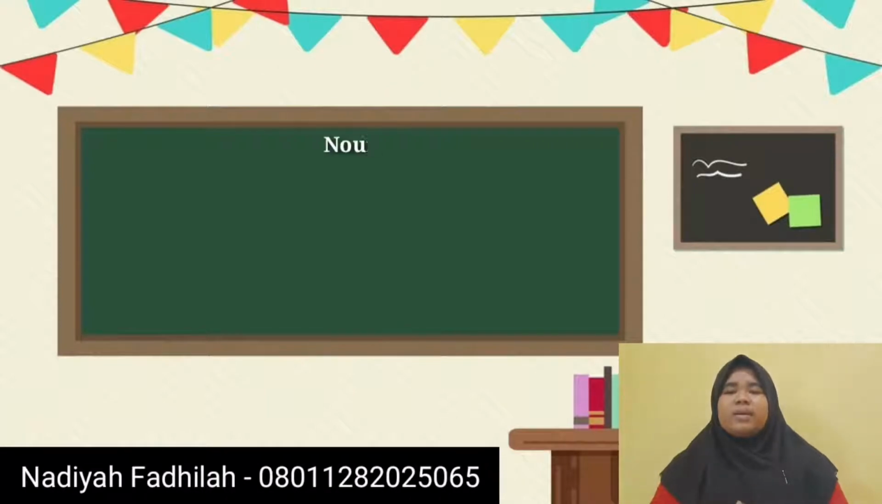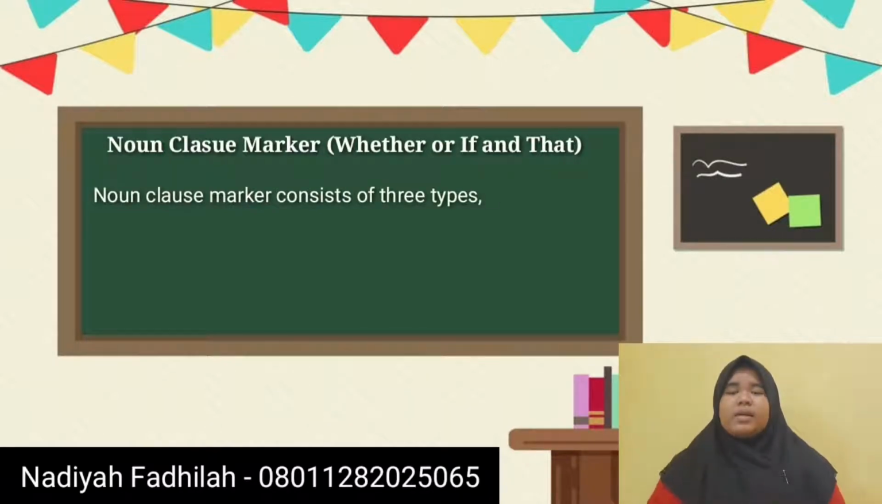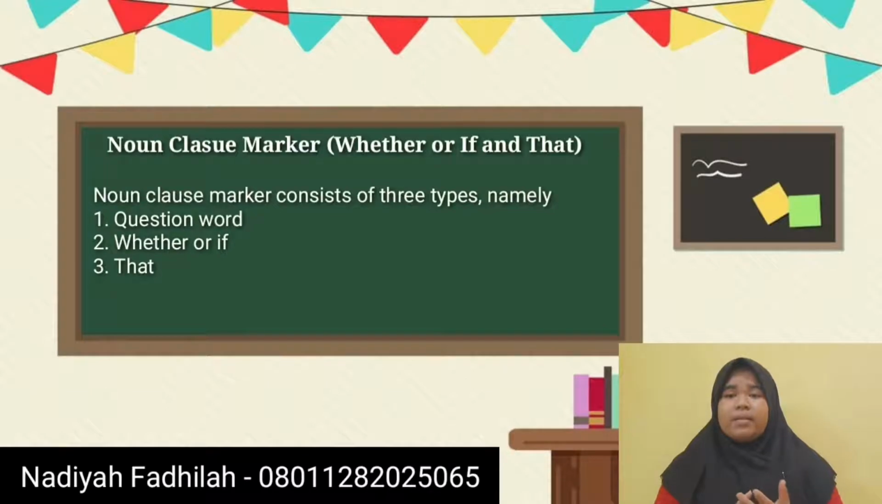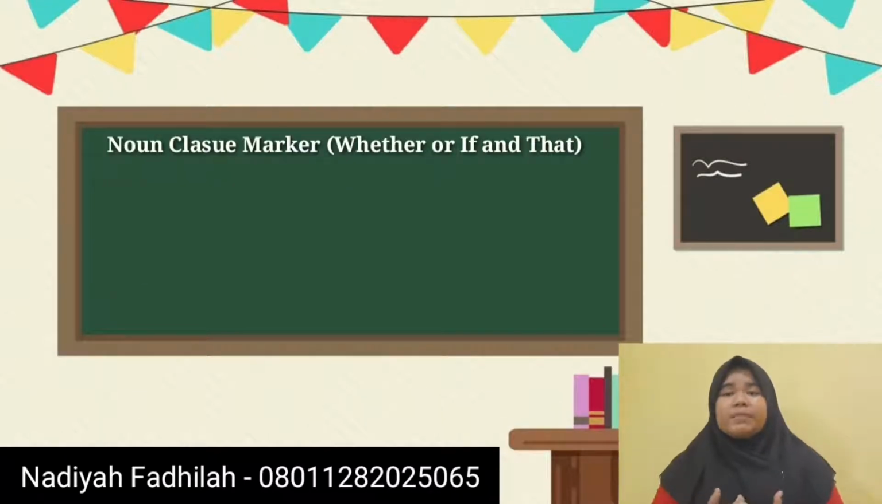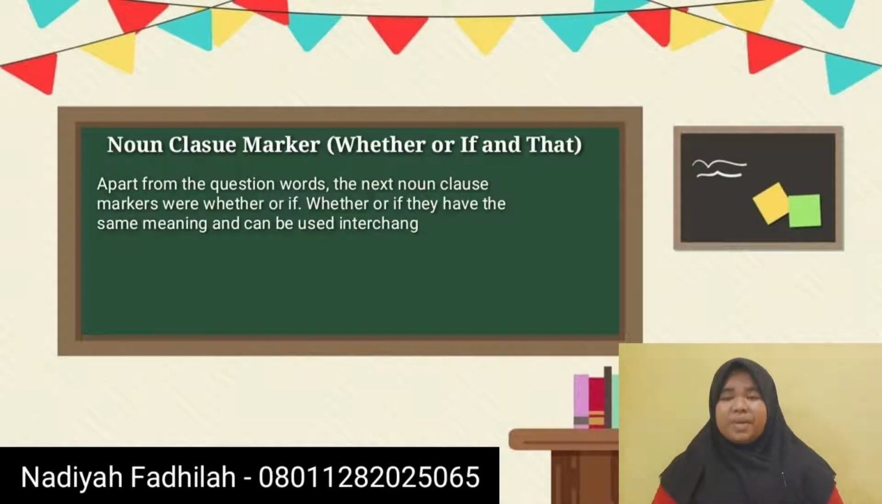I will explain the material about noun clause markers. Noun clause markers consist of three types, namely question words, whether or if, and that. Here, I will explain whether or if and that. Apart from the question words, the next noun clause markers are whether or if. Whether or if, they have the same meaning and can be used interchangeably.